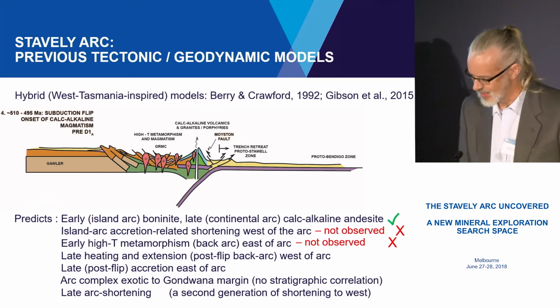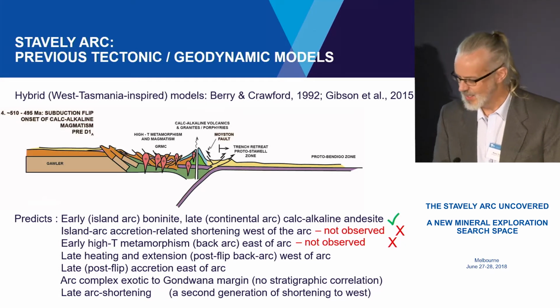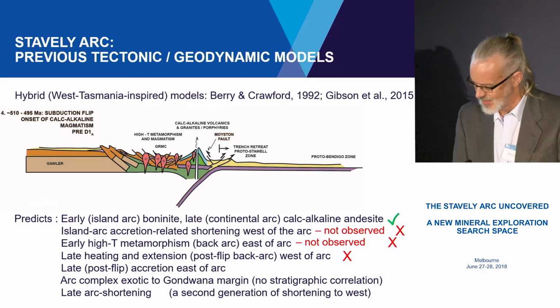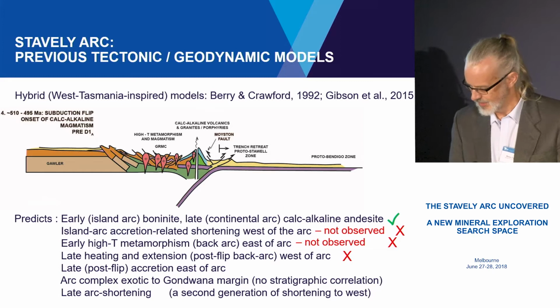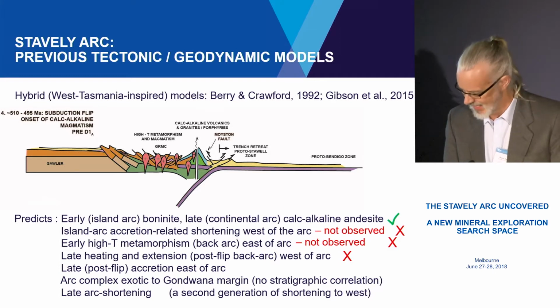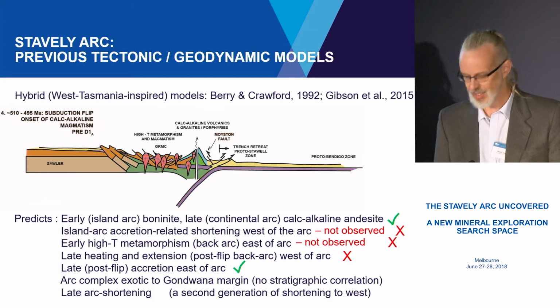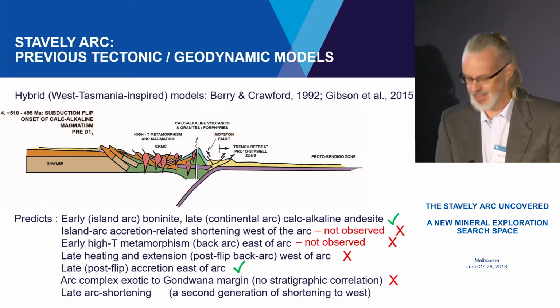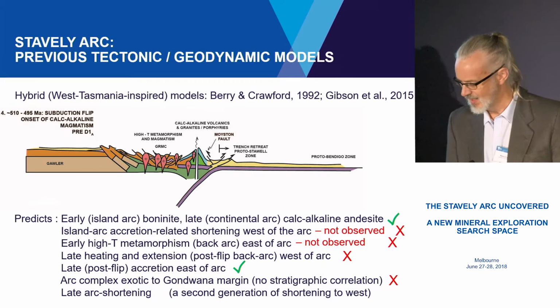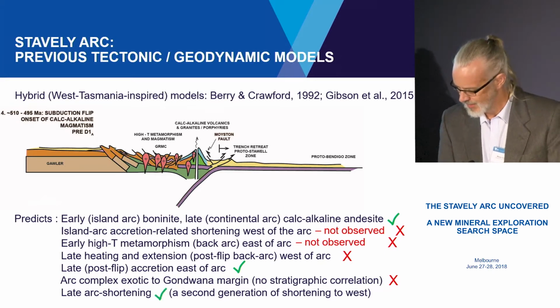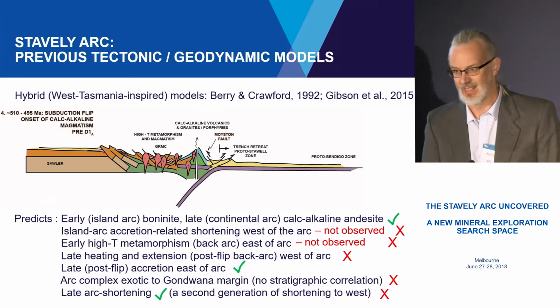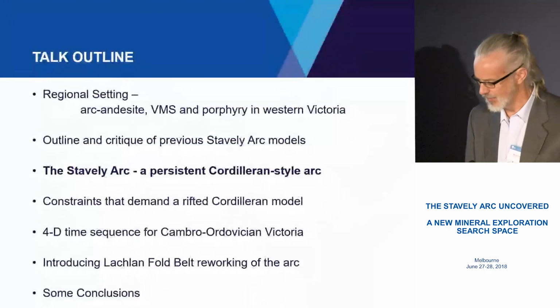It also predicts early high temperature metamorphism, which will be the back arc, east of the arc, and we don't really see that either. And it predicts late heating and extension, superimposed over thrusting and accretion to the west of the arc, and we don't see that. The accretion occurs after the subduction flip, we do see that, so that's okay. But it also predicts that the arc and the stuff it's sitting on should be completely exotic to the Gondwana margin, so we shouldn't be able to correlate in stratigraphy, and we can. So that's a cross. Late arc shortening is okay, but it would mean it would be second generation structures, and we don't see that. So there's clearly some problems here, so that's why we've gone to our preferred model.